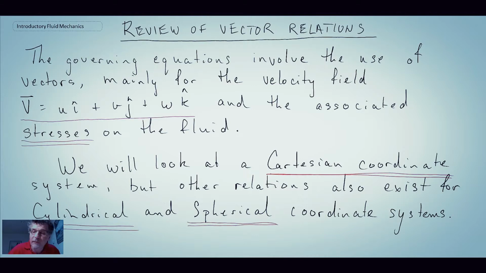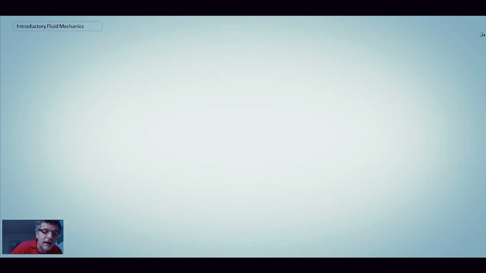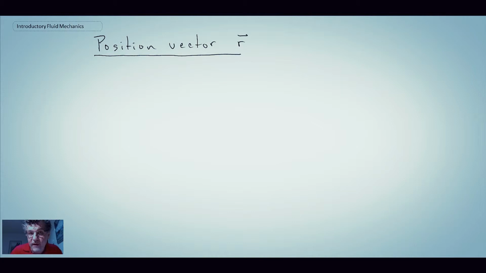So what we're going to begin with is the most basic aspects here, and we're going to begin with the position vector. So this could describe the position of a fluid particle. It could also describe a position that we're interested in within our coordinate system. And so you've probably seen this in your math courses. And here we have i, j, k, and those are unit vectors.